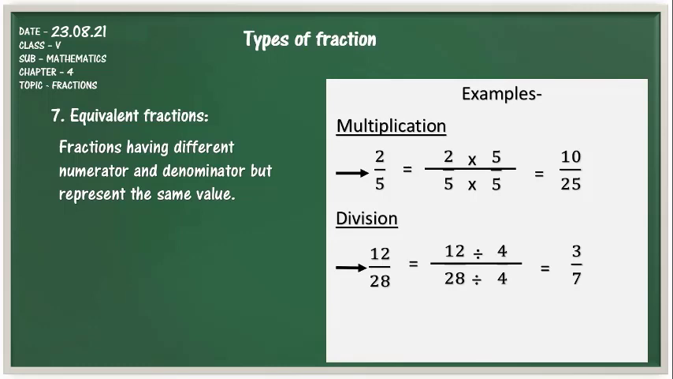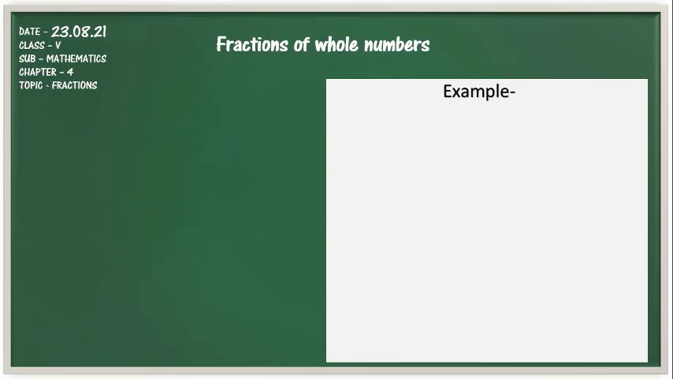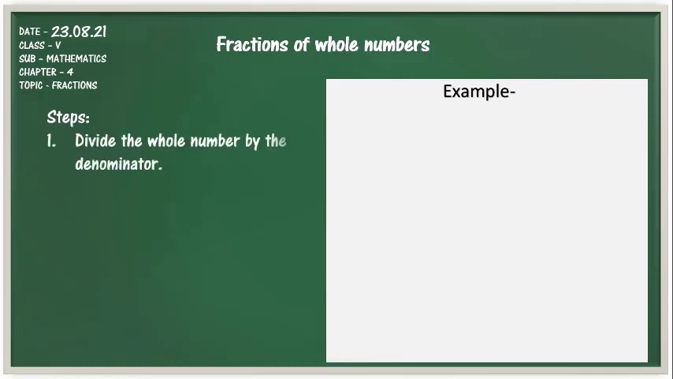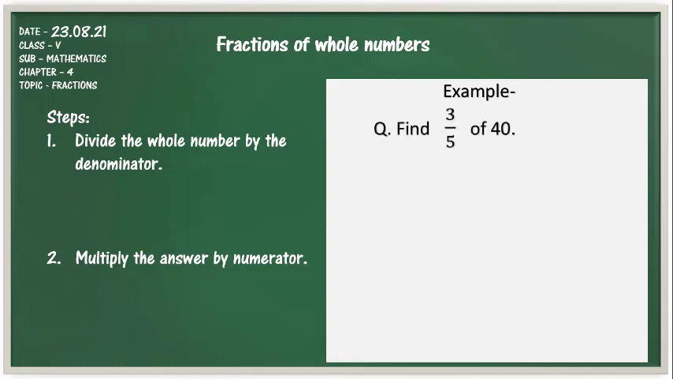Eighth, fractions of whole numbers. To find a fraction of a whole number, there are 2 steps to be followed. First one, divide the whole number by the denominator and then multiply the answer by the numerator. For example, find 3 by 5 of 40. To find 3 by 5 of 40, we will follow the same steps.